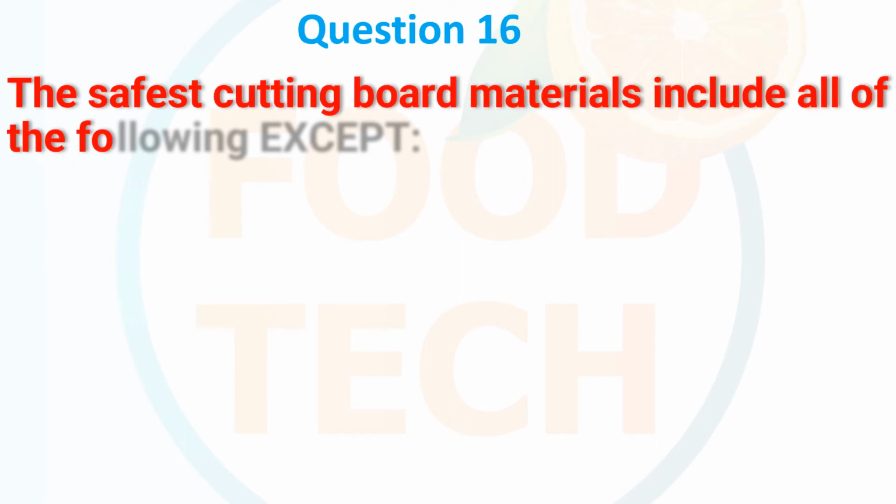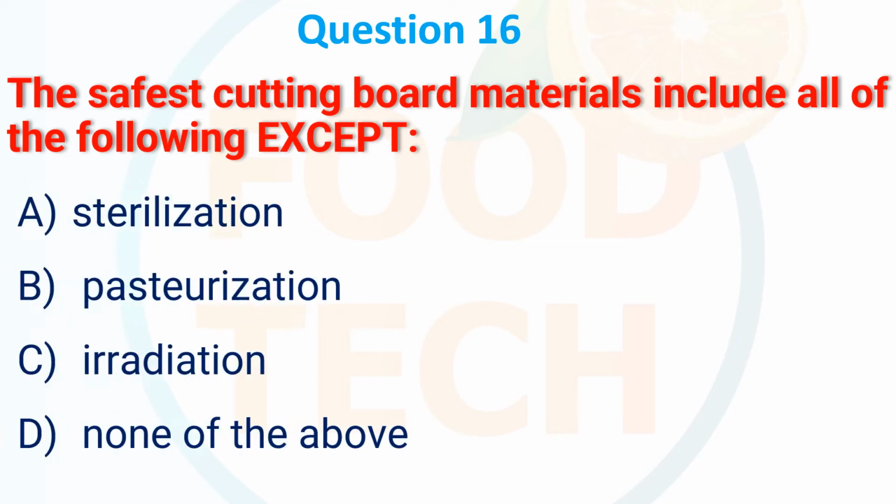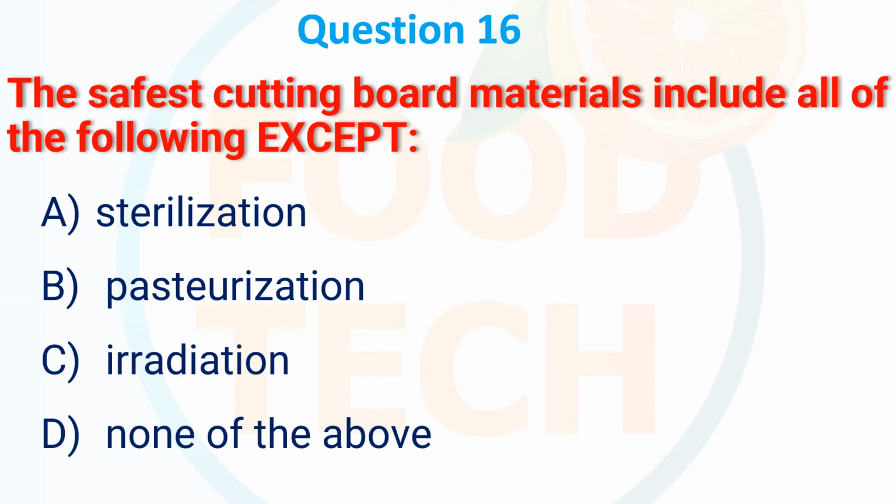Sterilizing cutting board material includes all of the following except A. Sterilization, B. Pasteurization, C. Irradiation, D. None of the above. The answer is B. Pasteurization.